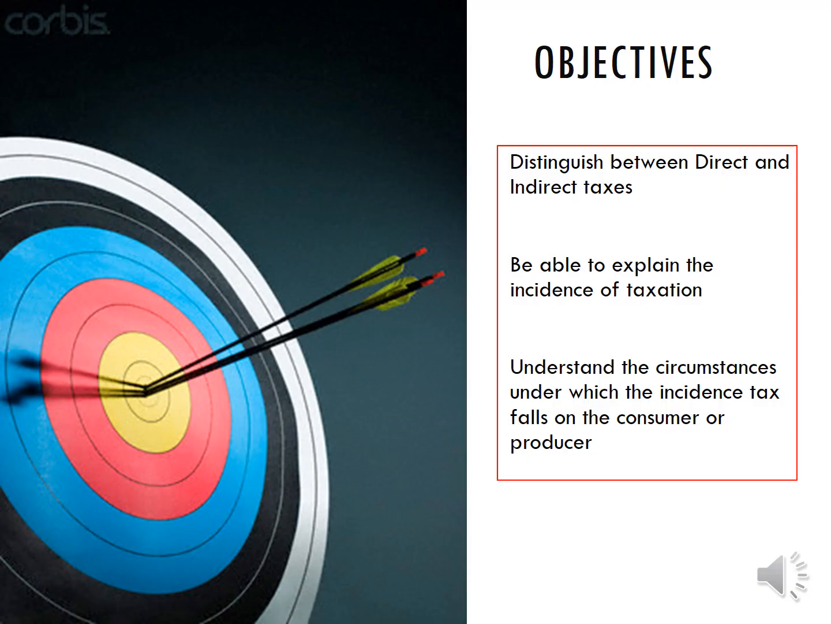So in this video, we've looked at direct and indirect taxes. We've focused mainly on indirect taxes, specific and ad valorem, and we've explained the incidence of taxation using specific indirect taxes. We've also looked at the circumstances under which the tax incidence falls mainly on the consumer and when it falls mainly on the producer.